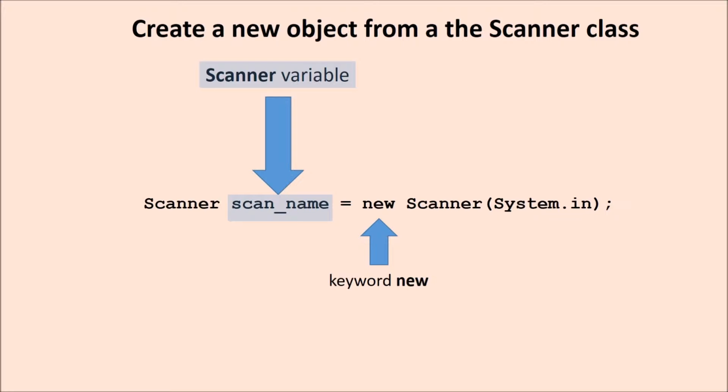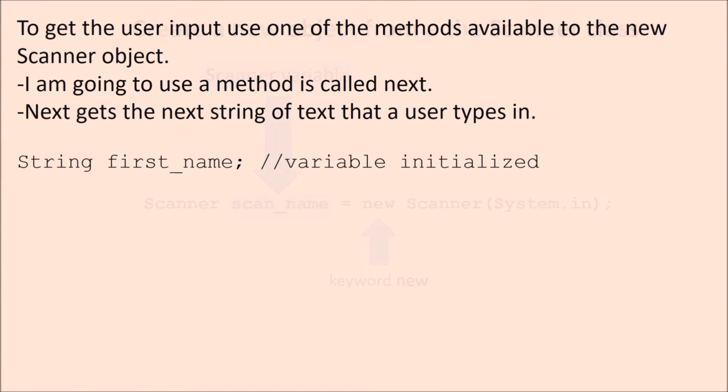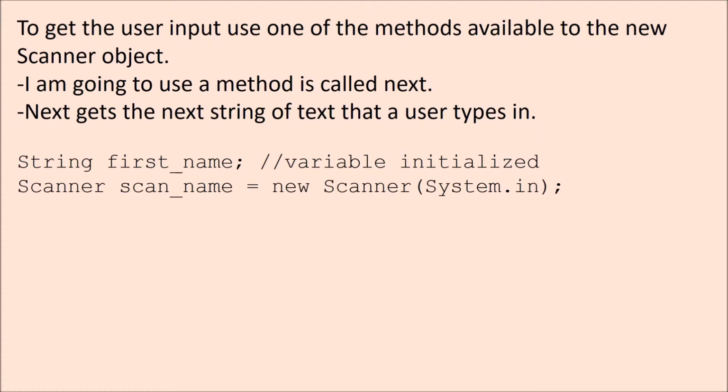To get the user input, we're going to use one of the methods available to the new Scanner object. I'm going to use a method called next. Next gets the next string of text that a user types in. You can see this line here, String first_name, and this is the variable being initialized. Then of course after that you have to create the new object, Scanner scan_name equals new Scanner, System.in.